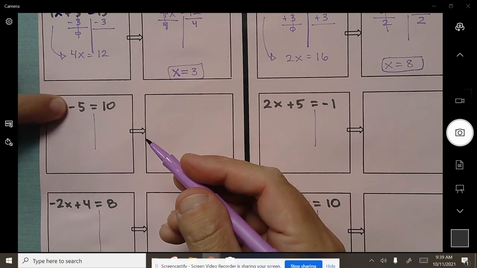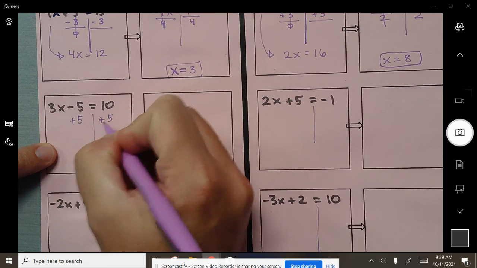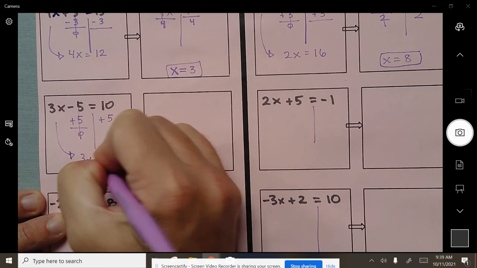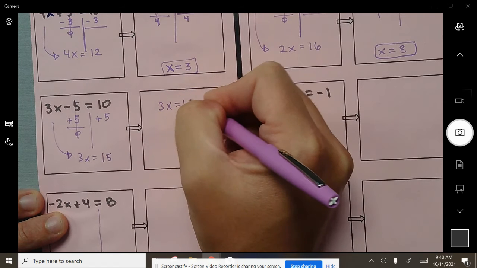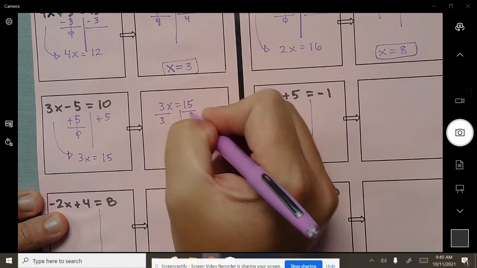If I put my finger on the variable, we're going to get rid of the constant there. 3x equals 10 plus 5, which is 15. All right, 3x equals 15. Divide by 3.